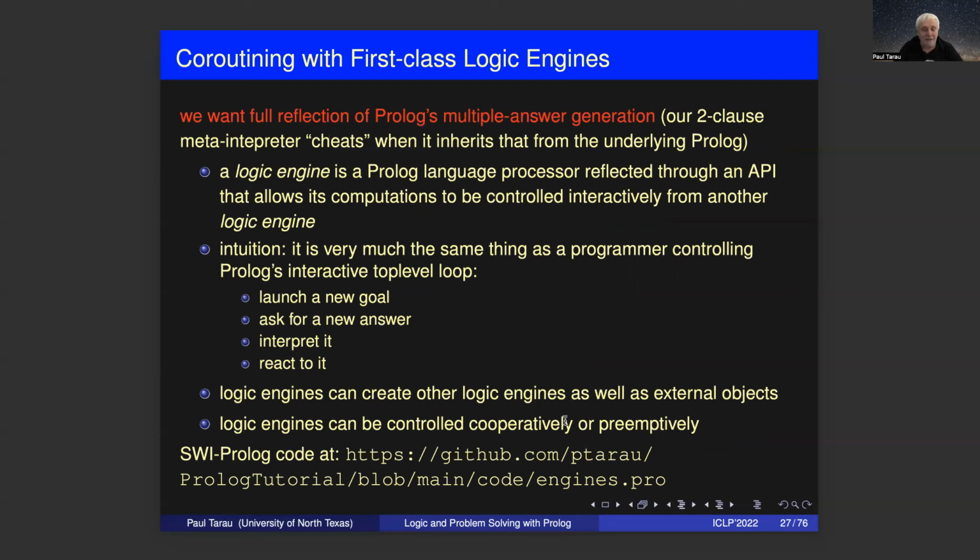The best analogy is that of a programmer controlling Prolog's interactive top-level loop. You launch a new goal at the prompt, you ask for a new answer, then you look at it, you decide to go further or not. So it's basically an iterator over the stream of answers that's coming out. That could be finite or infinite.